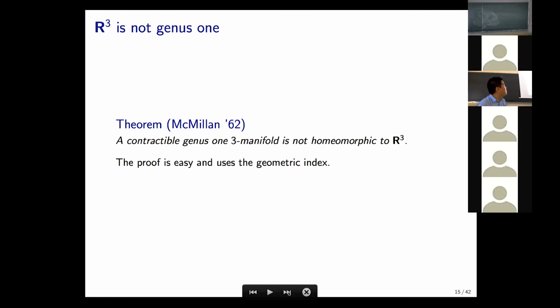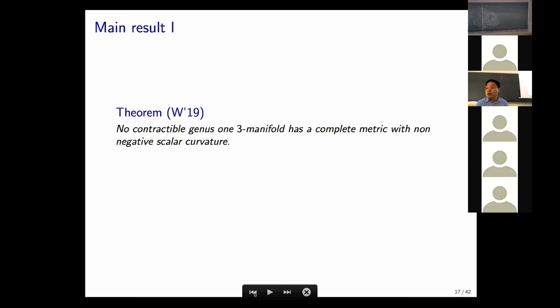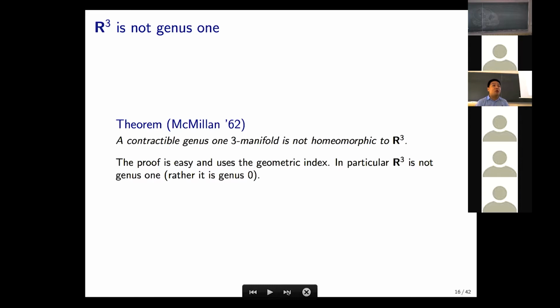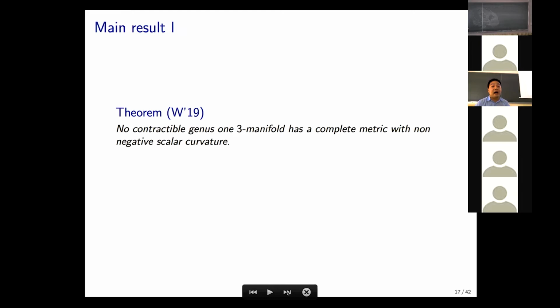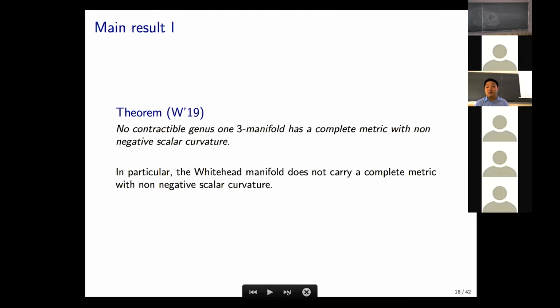McMillan showed that a contractible genus 1 three-manifold is not homeomorphic to R^3. The proof is easy, using the geometric index. In particular, R^3 is not genus 1, because R^3 is an increasing union of three-balls, and a three-ball is a genus 0 body. We use minimal surfaces to show that no contractible genus 1 three-manifold has a complete metric with non-negative scalar curvature. In particular, the Wang manifold does not have a complete metric with non-negative scalar curvature.